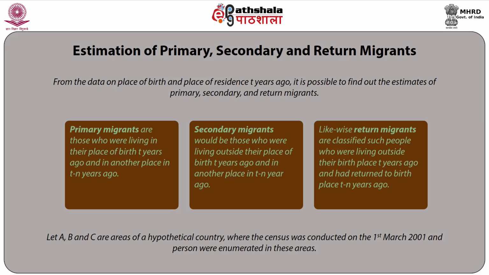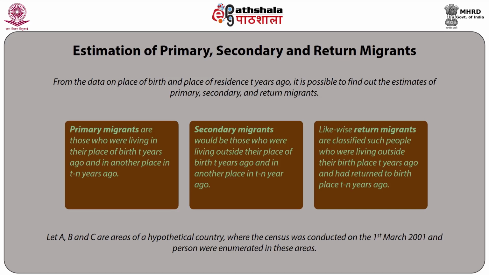Secondary migrants would be those who were living outside their place of birth t years ago and in another place t minus n years ago. Likewise, return migrants are classified as such people who were living outside their place t years ago and had returned to their birthplace t minus n years ago.